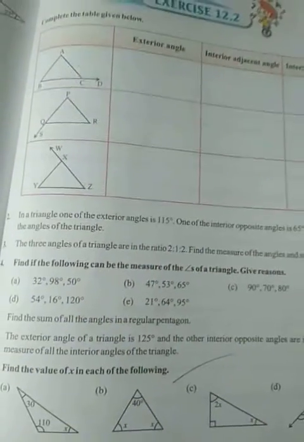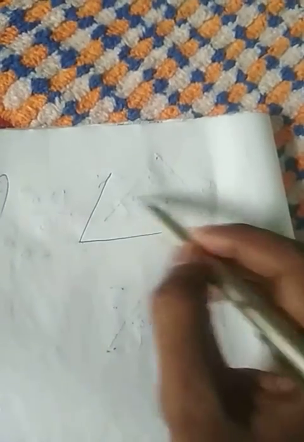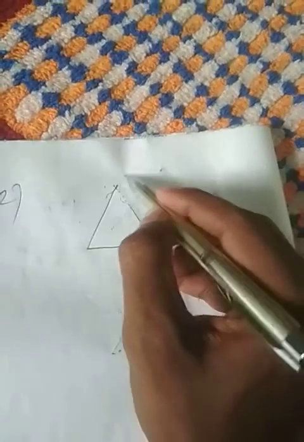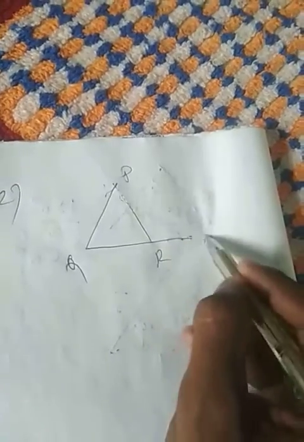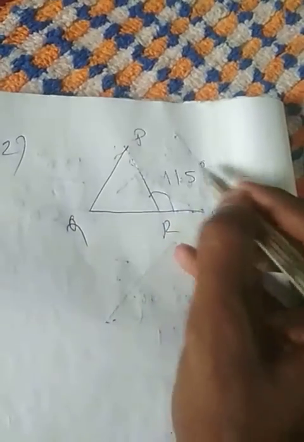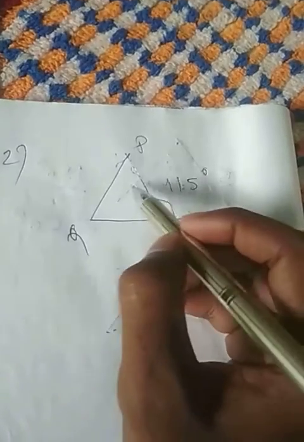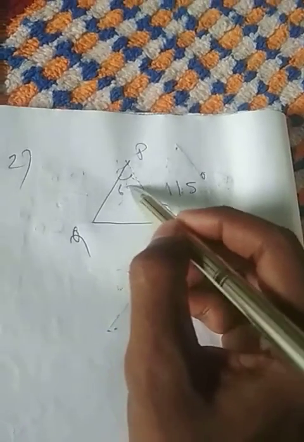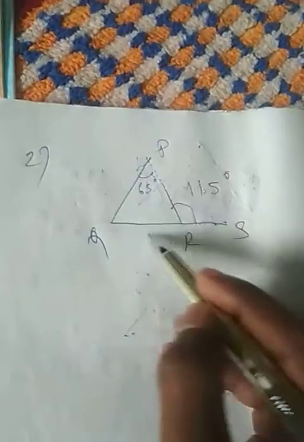Okay, let's solve some maths. Math number 2. In a triangle, one of the exterior angles is 115 degree, one of the interior opposite angles is 65. Find the measure of all angles. That means there is a triangle like this. You can give any name. I am giving P, Q, R, S. Exterior angle is 115. That means that one is 115 degree. One of the opposite interior angles, that means this or this, maybe this is 65 degree. You have to find out Q and R.